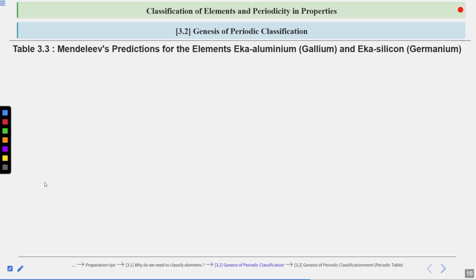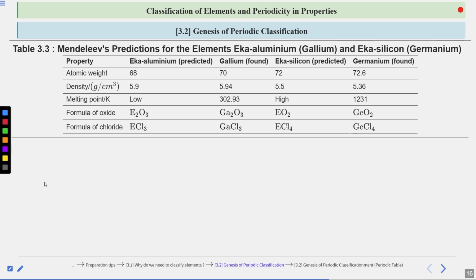Now let us look at his table, which he prepared for explaining the properties of aluminium, Eka aluminium, and Eka silicon, which later came to be known as gallium and germanium. See how accurately he measured those properties. He predicted that the atomic weight of Eka aluminium would be 68. And when gallium was found, its atomic weight was found to be 70. It is so close. And not only that, the germanium's predicted atomic weight is 72, which is very precise compared to the actual germanium atomic weight.